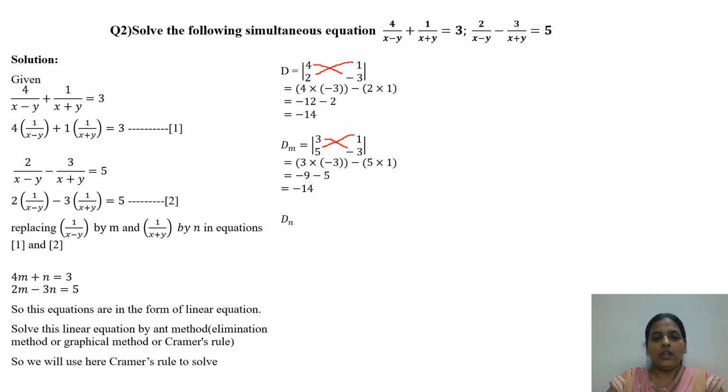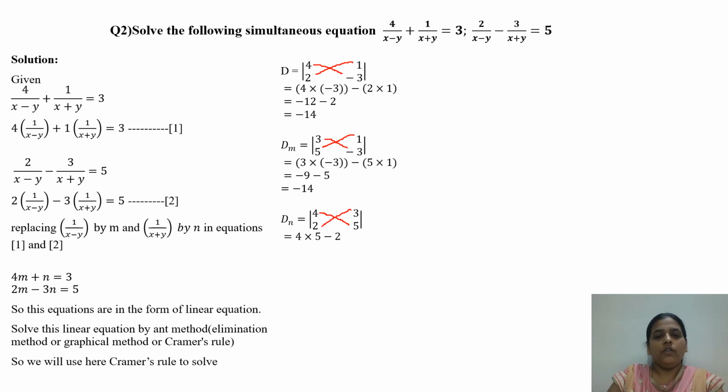Next we want to calculate here dn. Okay. So write down here, just replacing the coefficients of n with the constant part. So in the first column take the coefficients of m. Okay. That is 4 and 2. And instead of taking the coefficients of n, we want to put here the constant part, that is 3 and 5. So for calculating this, just multiply 4 into 5 and 3 into 2.